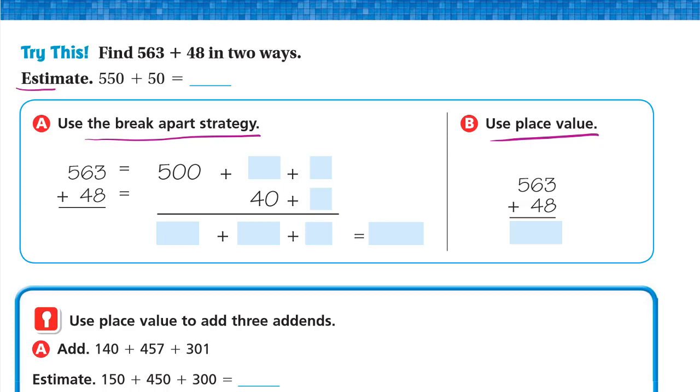But first let's estimate. Okay, here he estimated using compatible numbers. Okay, he used 550 plus 50. 0 plus 0 is 0. 5 plus 5 is 10, so I write 0 and carry up 1. Now 1 plus 5 is 6. So here he used the compatible numbers. What about if we used the rounding? So at the 48, the greatest place value is the tens, so we will round to the tens.